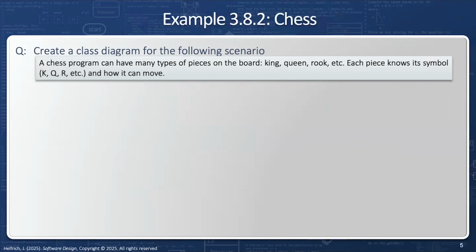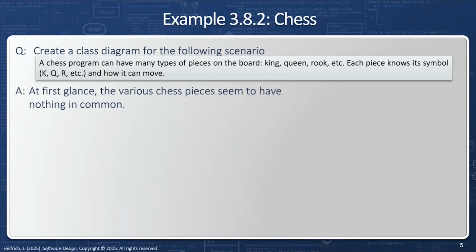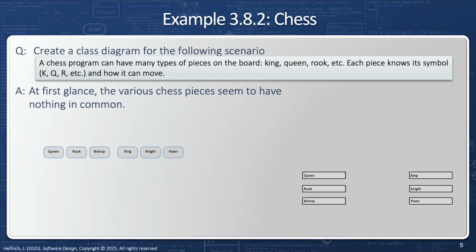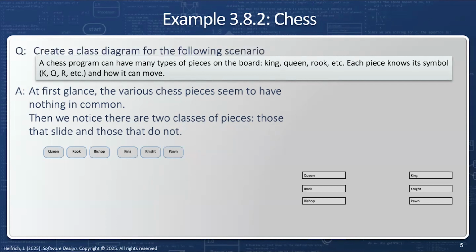Let's take a look at another example. A chess program can have many types of pieces on a board: a king, a queen, a rook, etc. And each piece knows its symbol, king, queen, rook, whatever, as well as how it can move. So at first glance, the various chess pieces seem to have nothing in common. A rook and a queen really are quite different. So therefore, I'm going to have six classes: queen, rook, bishop, king, knight, and pawn. So I'm going to have six individual classes. As I start digging into this, however, I notice that these are two types of pieces: those that slide and those that do not. So we have the sliding pieces, which are the queen, rook, and bishop, and there are the non-sliding pieces like the king, the knight, and the pawn.